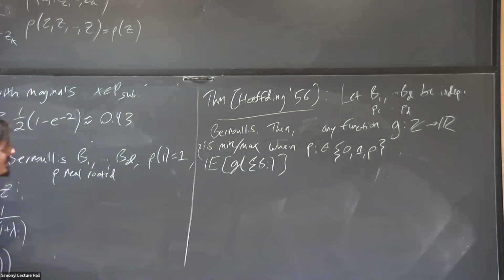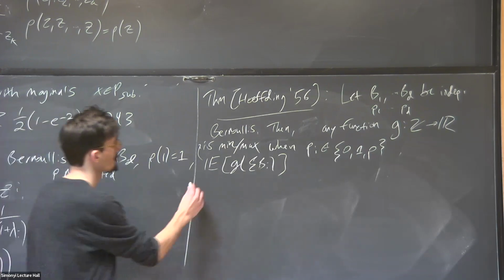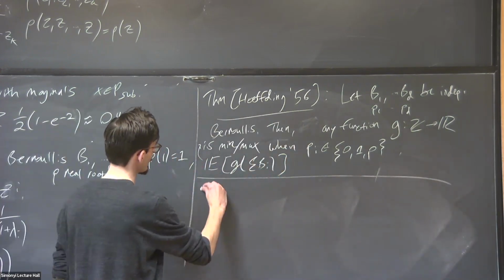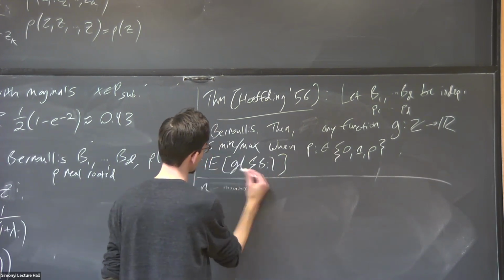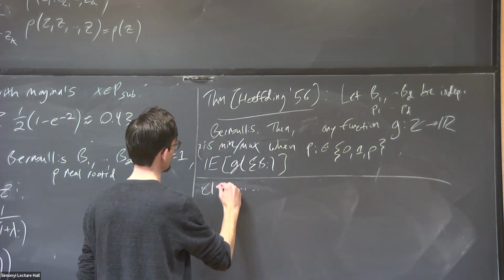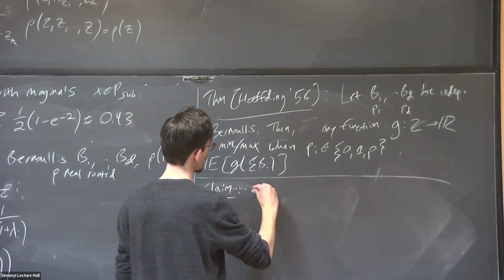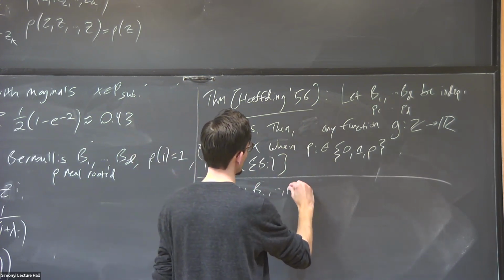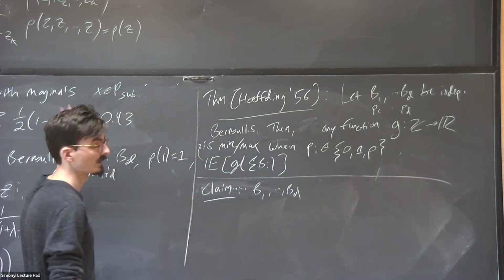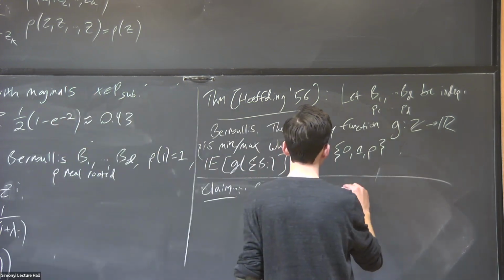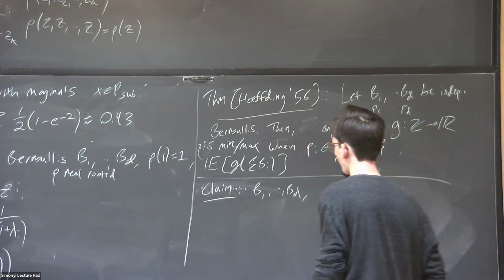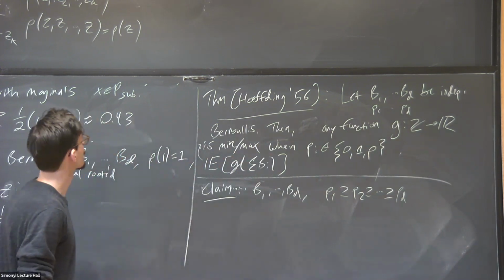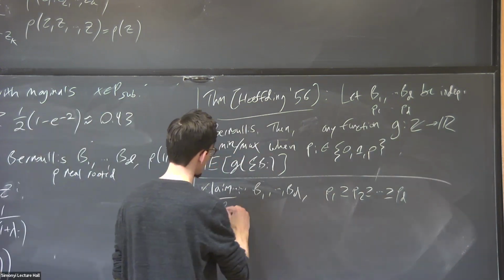Okay, so now that we have this nice tool, we can go back to thinking about our problem. Actually, sorry, first I want to say that let's let B1 through BD be the independent Bernoullis in our distribution. And let's say P1 is at least P2, and so on up to PD. I claim that for our distribution, P1 is equal to 1.